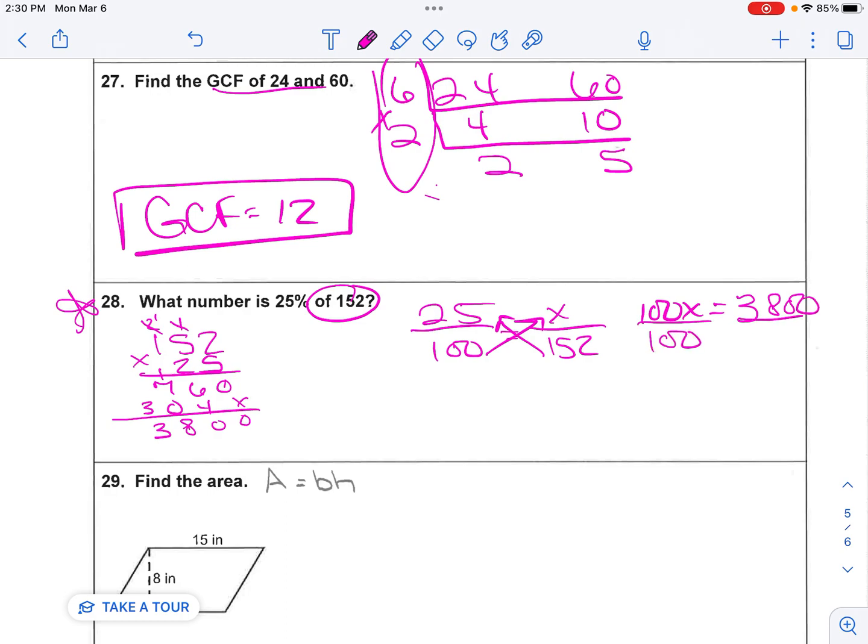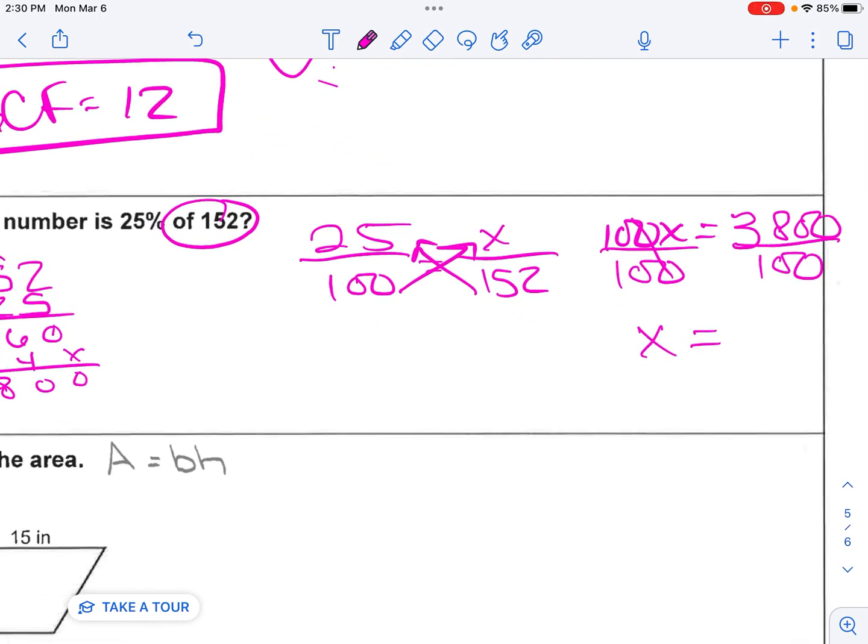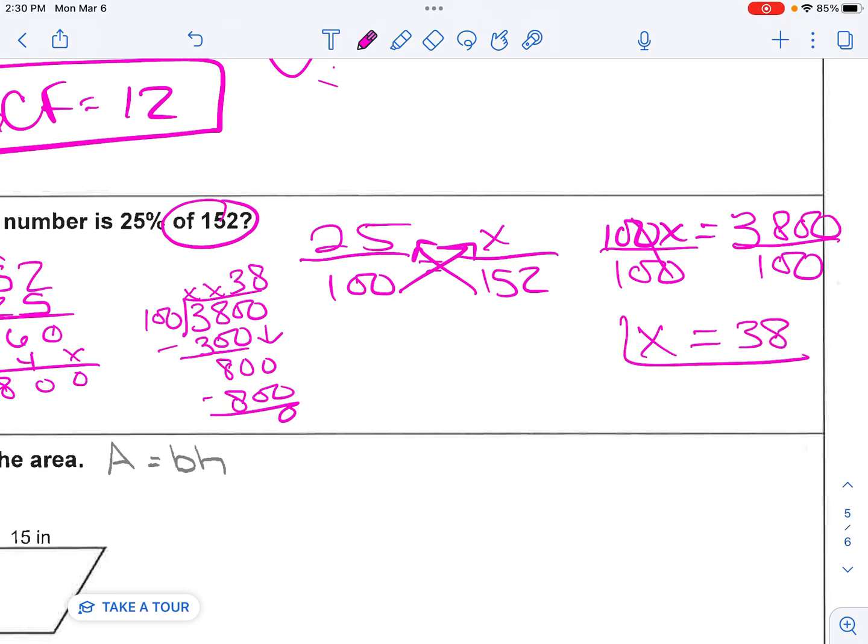And then we're going to divide by 100 to get x by itself. So 3,800 goes on the inside. We're dividing by 100. So it goes in 3 times. And 100 into 800 goes 8 times. So x is 38.